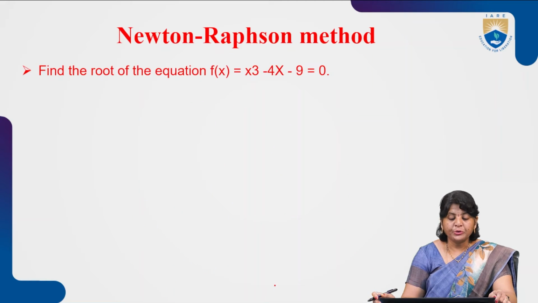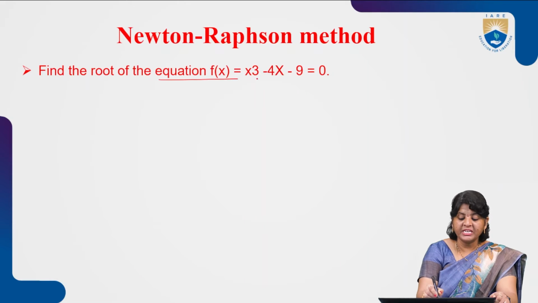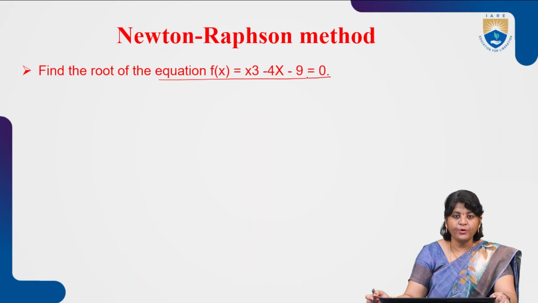Now coming to the algorithm, how we will find the root of the given polynomial equation using the Newton-Raphson method. Here the equation is given: x cube minus 4x minus 9.